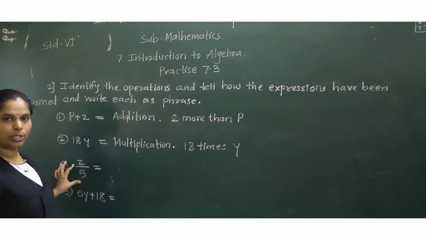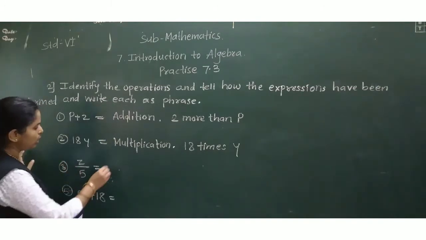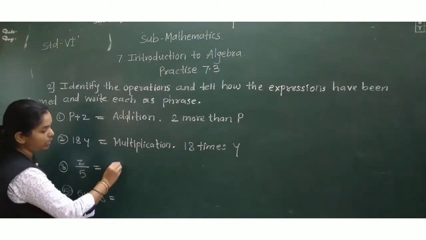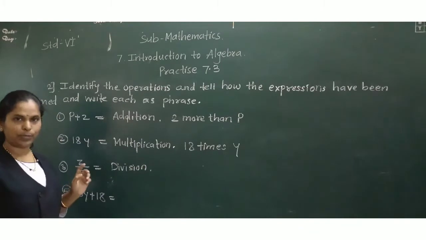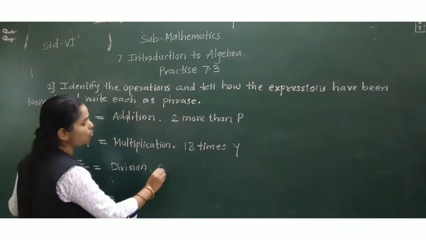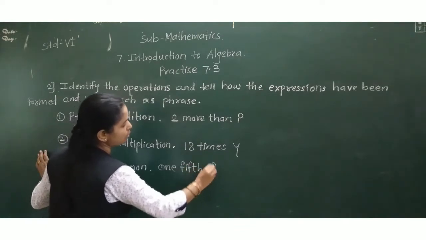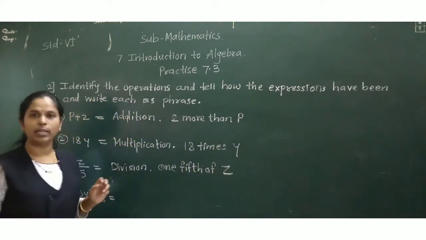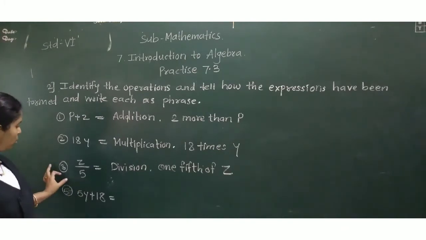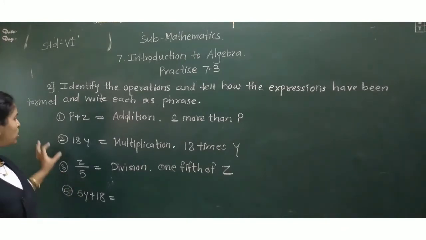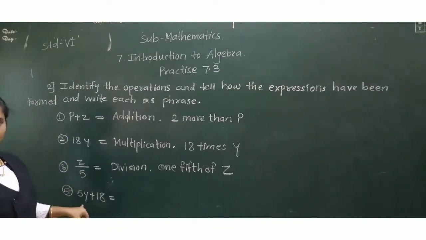Next, third. Here which operation is used? z divided by 5. So division, divided. And how to write it? 1/5 of z. Now I did not write the fourth one because it is the same as the second one. So directly I will solve the fifth one.